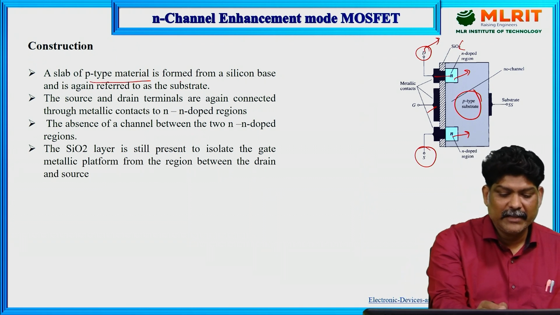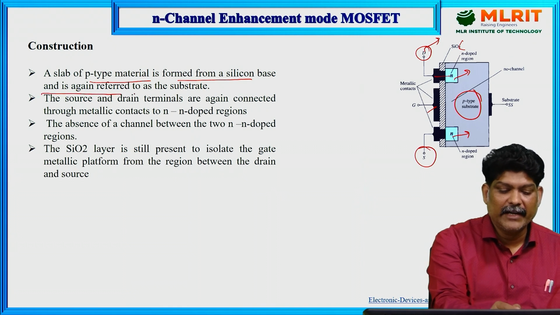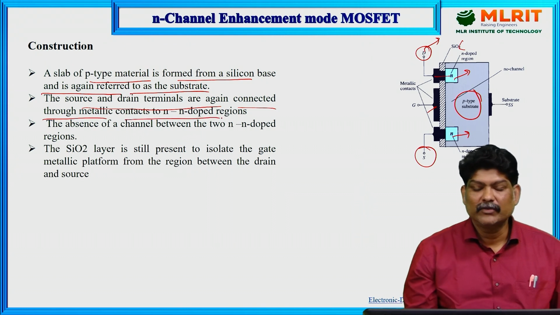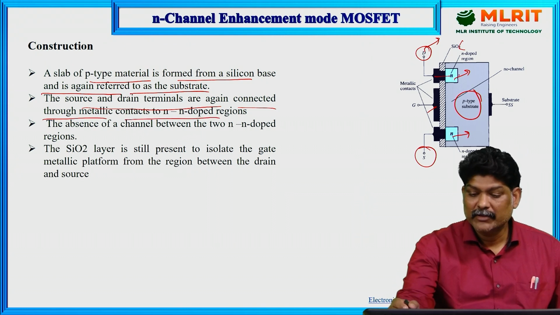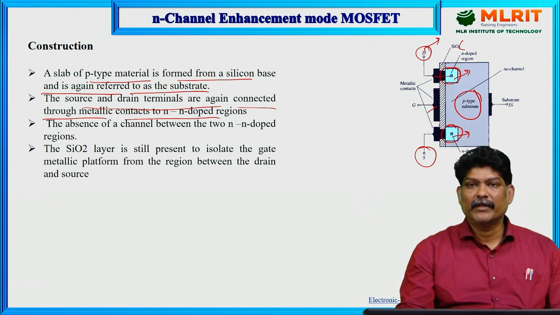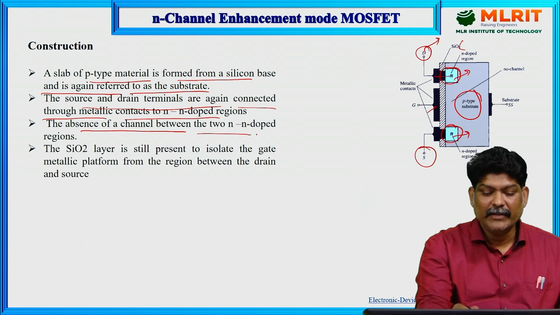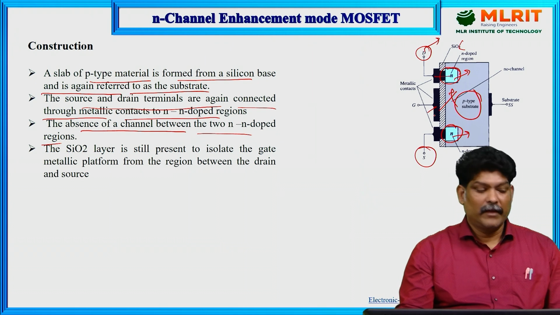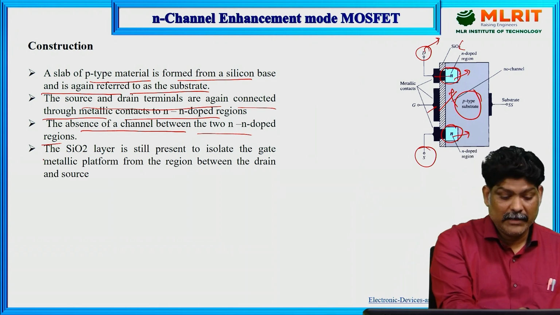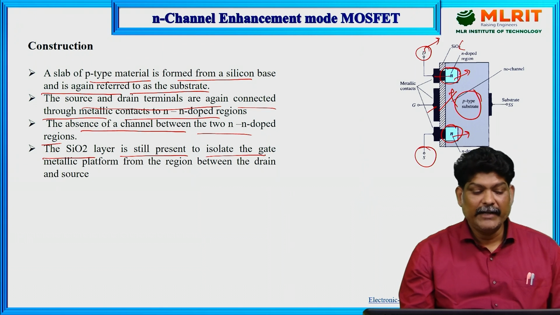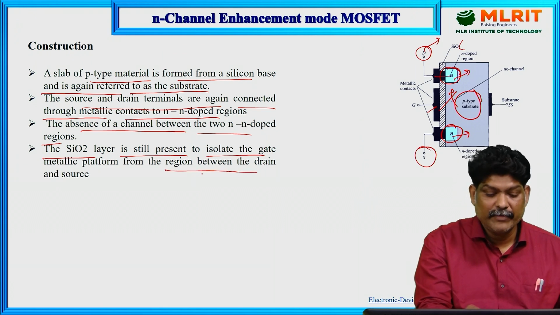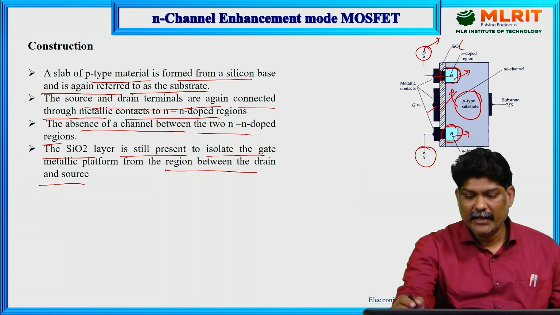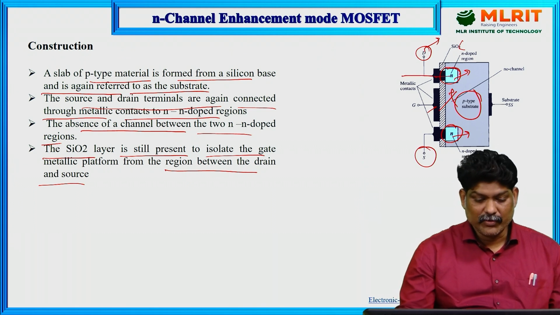A slab of P-type material is formed from a silicon base and is again referred to as the substrate. The source and drain terminals are again connected through metallic contacts to N-doped regions, so on the 2 sides we have N-type doped regions. We can observe the absence of a channel between the 2 N-doped regions, so there is no channel. The SiO2 layer is still present to isolate the gate metallic platform from the region between the drain and source.